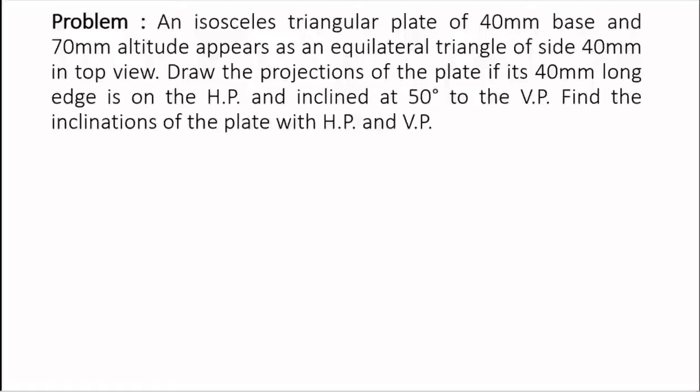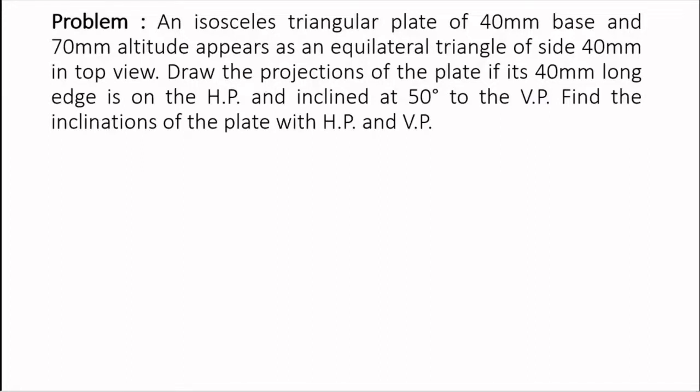The problem statement says that an isosceles triangular plate of 40 mm base and 70 mm altitude appears as an equilateral triangle of side 40 mm in top view. We have to draw the projection of the plate. If its 40 mm long edge is on the HP and inclined at 50 degrees to the vertical plane, we have to find the inclinations of the plate with HP and VP.